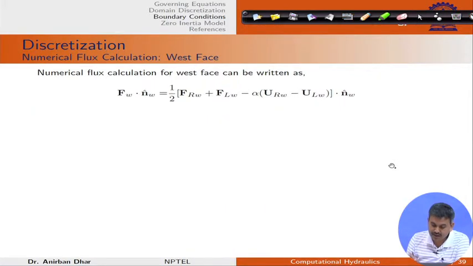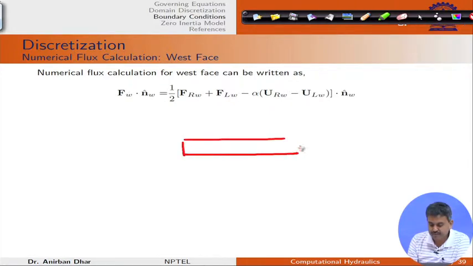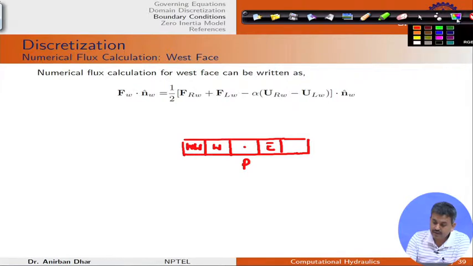Now, similarly, when we will be calculating the value of the west face, so this is our P cell, this is west, this is WW, and this is the east one. So, we are considering this W face.